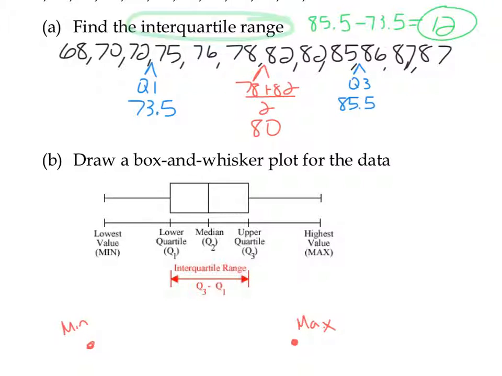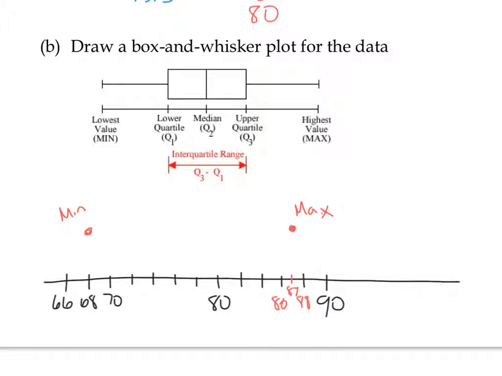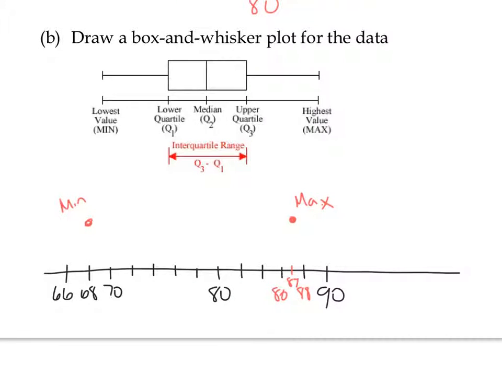Q1 was 73.5. Q3 was 85.5. So 73.5 is going to be right around here. This is 72. This is 74. 73.5, just a little less than 74. So I'm going to mark that here for my box. I'm going to draw a line straight up and down there at 73.5.